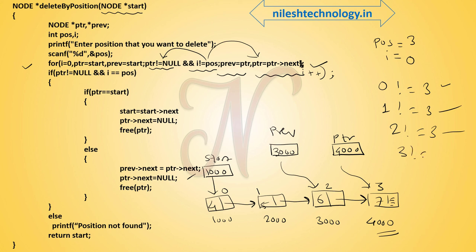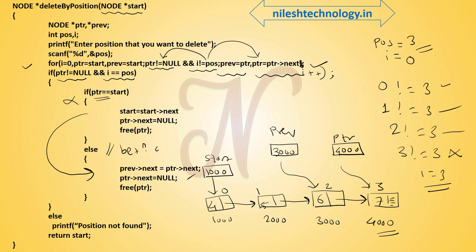Again i plus plus, 3 is not equal to 3, false. So here we break the for loop. Again check, ptr is not equal to null and i is equal to position. Okay, now i is 3 and your position is 3. Here we match the condition, going to if. So again if ptr is equal to start, false, it is going to else. So this code is used to delete in between as well as at the end, and this code is used to delete at the beginning.